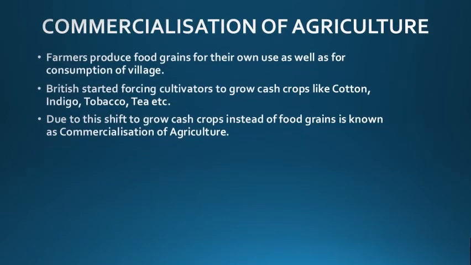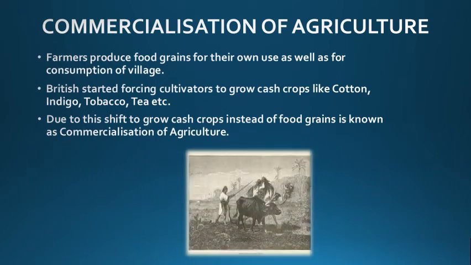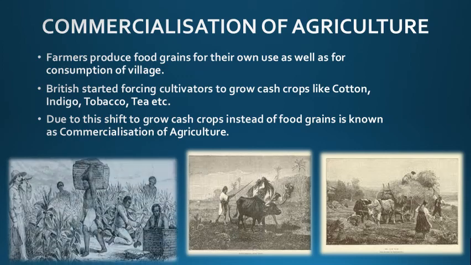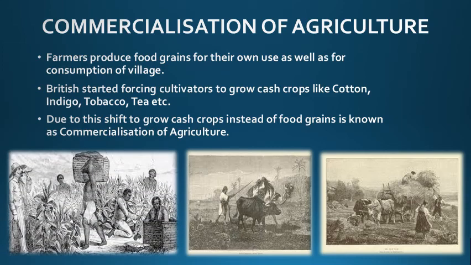Let us study about the commercialization of agriculture. Initially, food grains were cultivated by the farmers. It used to fulfill their domestic needs as well as the needs of the village. The British government started giving more encouragement to cash crops like cotton, indigo, tobacco, tea, etc. The process of giving stress on cultivation of profit-giving cash crops instead of food grains is known as the commercialization of agriculture.